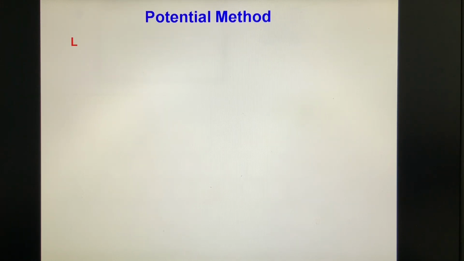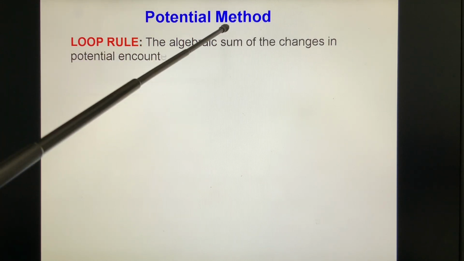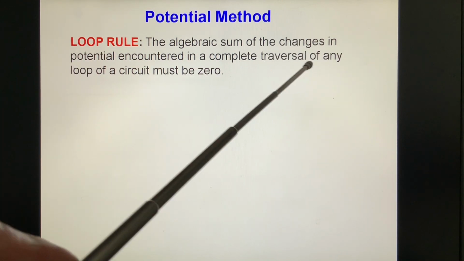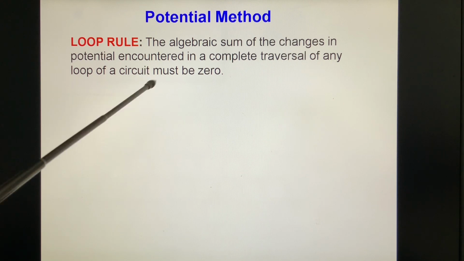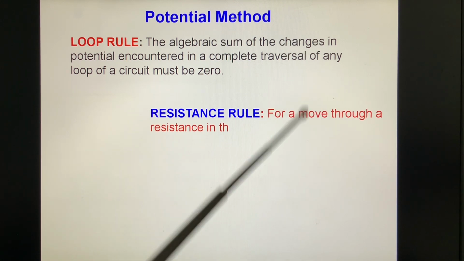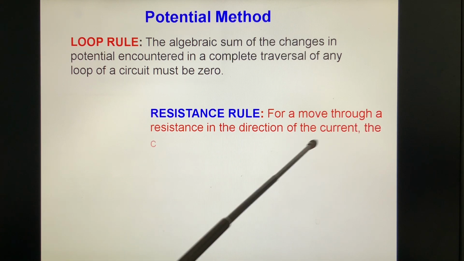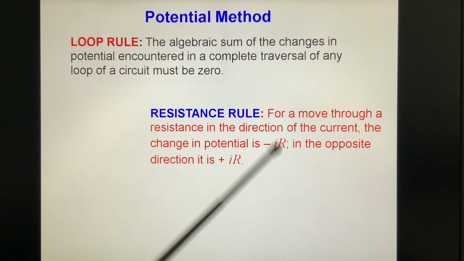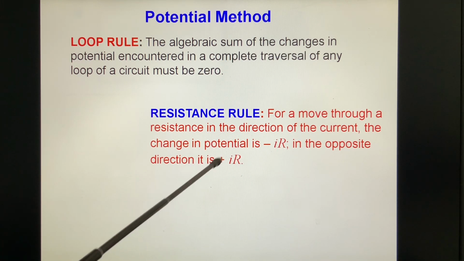Second, we use the potential method. We have a loop rule. The algebraic sum of the changes in potential encountered in a complete travel of any loop of a circuit must be zero, because the potential at the beginning and the end is the same, so the potential difference is zero. Resistance rule: for a move through a resistance in the direction of the current, the change in the potential is minus IR. In the opposite direction, it is plus IR.